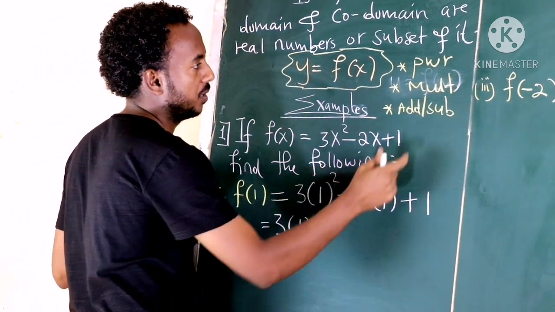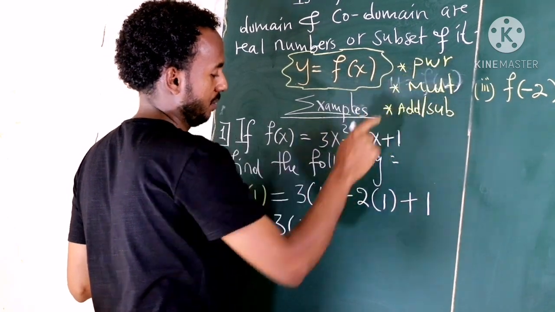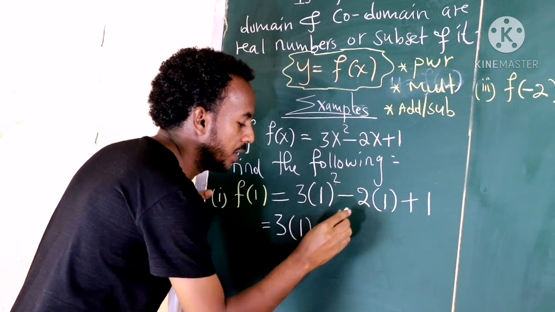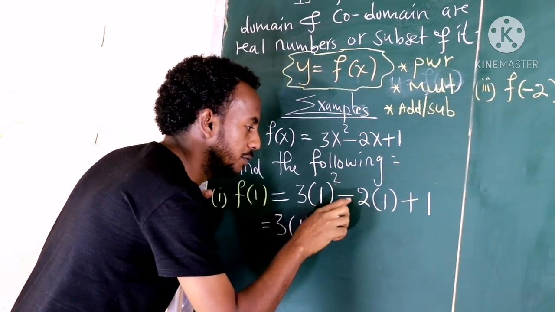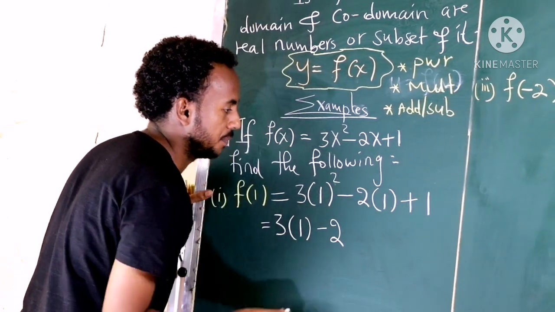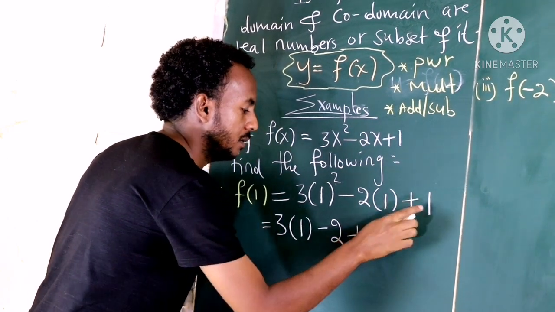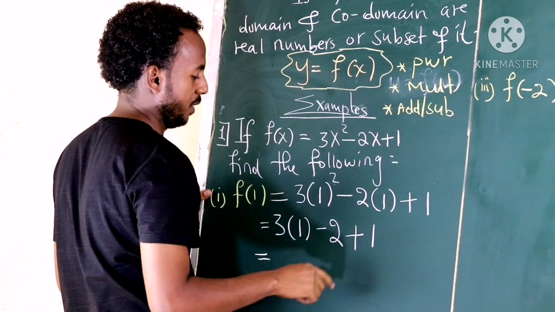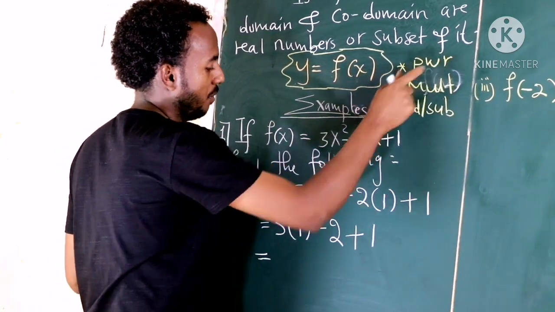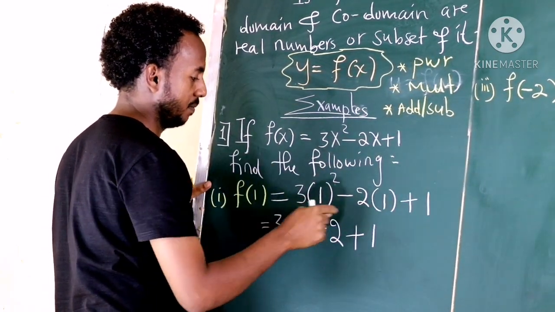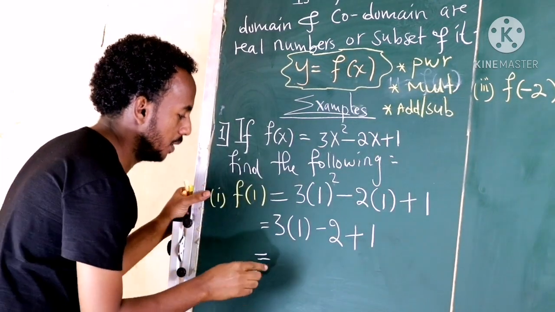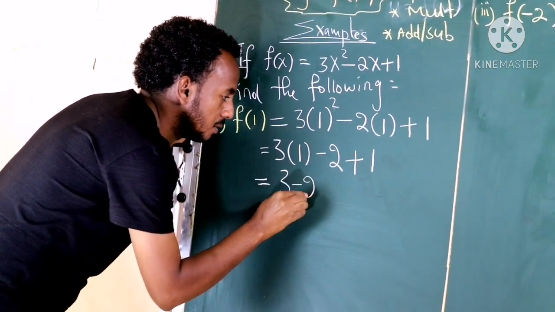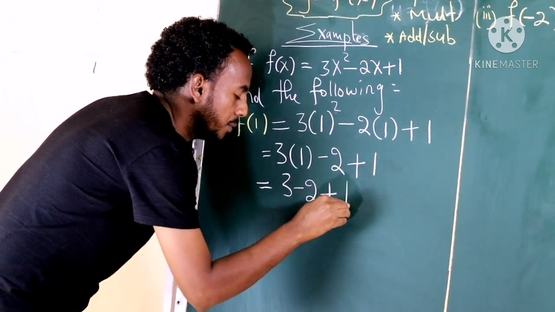Minus the second term. Do we have power? There is no power. We don't have any power here. But we have multiplication. I can multiply, there is no problem. Negative 2 times 1, which is 2, plus that one. The same way, I can continue. Do we have power? There is no power here. Do we have multiplication? Yes, we have. 3 times 1 is just 3, minus 2 plus 1.